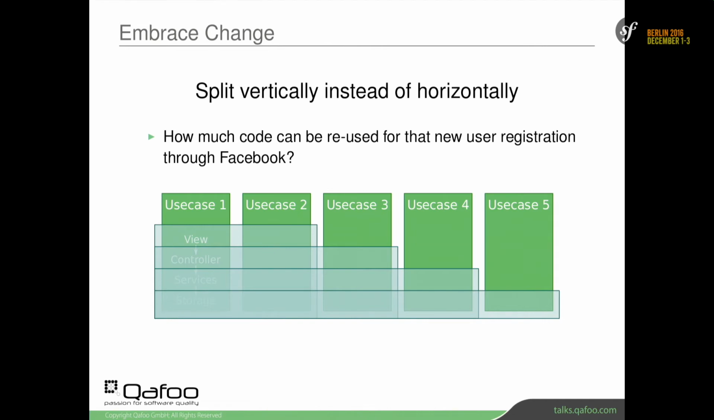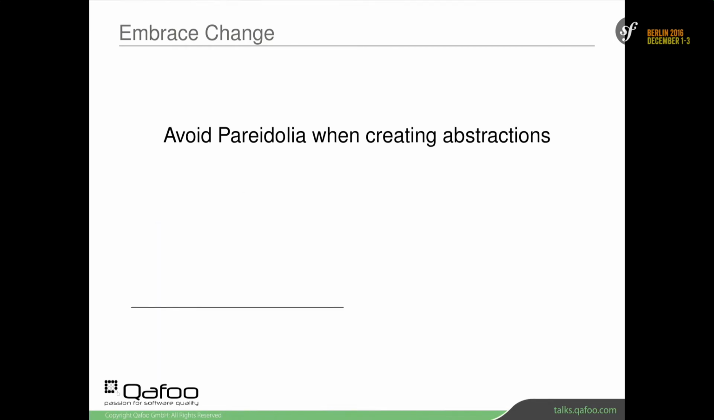you should start with implementing a use case purely vertical. Just implement this use case entirely separated from the other use cases. Write code, duplicate code in the second use case maybe, and wait creating abstractions. Avoid pareidolia when creating abstractions. I like that word.